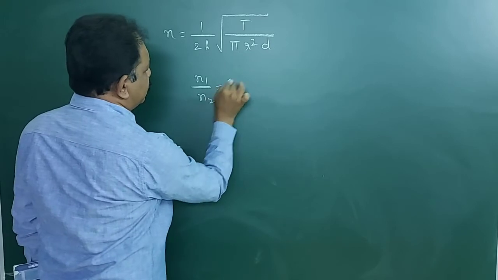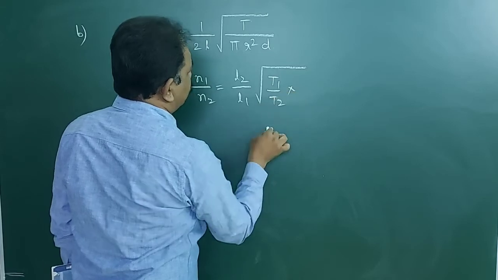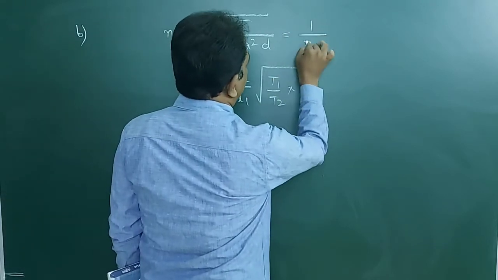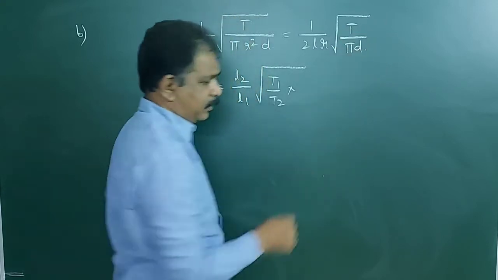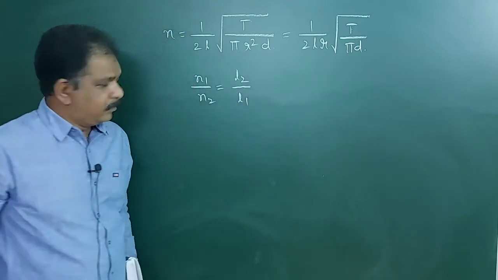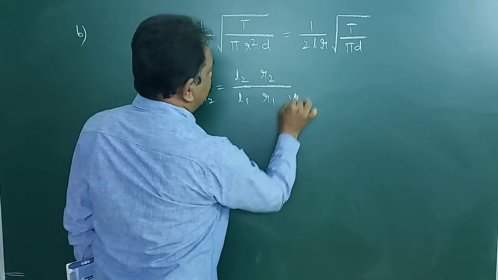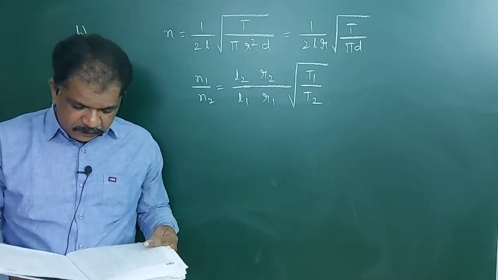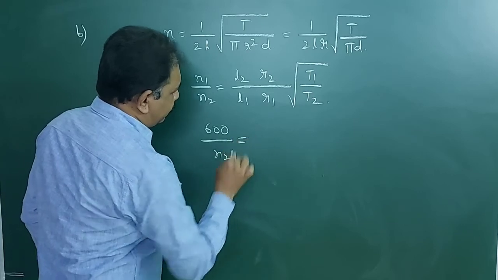n1 by n2 is equal to l2 by l1 into square root of t1 by t2. r square will come, so we will write like this: 1 by 2lr into square root of T by pi d. Like this I will write. Density will be same only here. So here what we will get? R2 by R1, because it is in the denominator. This value will be T1 by T2. So N1 value they gave 600. They are asking to find N2 value.